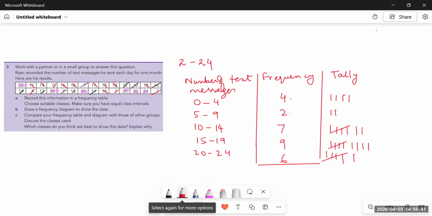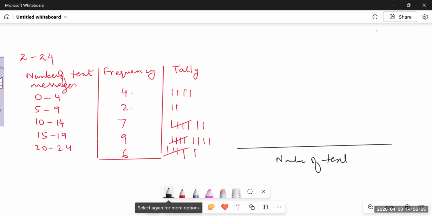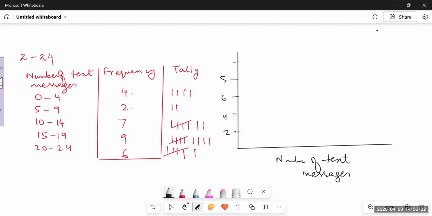Now they're saying choose suitable classes, make sure you have equal class intervals. Okay, fine, we have made sure of all these things. And then they are saying draw a frequency diagram to show the data. So we will draw it the way we drew the last one. We will take the number of text messages over here, and the frequencies here. Since the frequencies are up to 9, let's draw 2, 4, 6, 8, 10 with a gap of 2. And then there are 5 intervals. So 0 to 4 is up to 4 here.